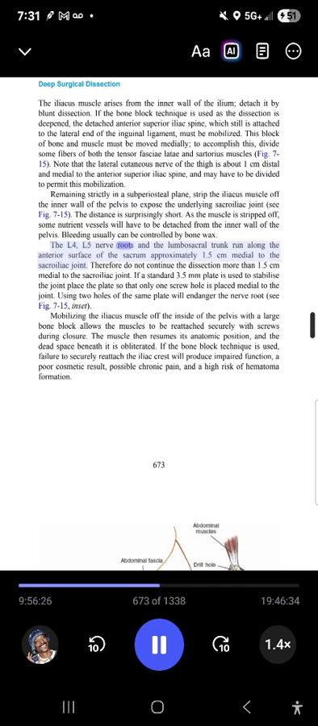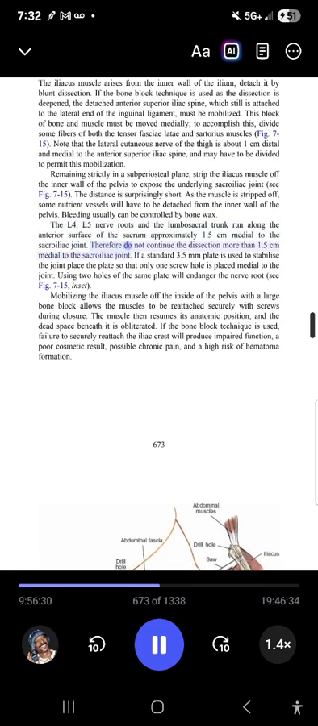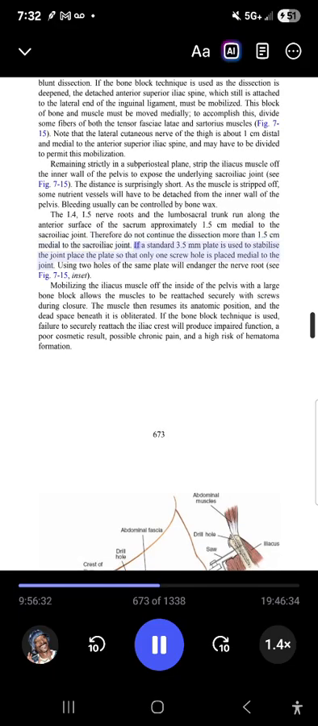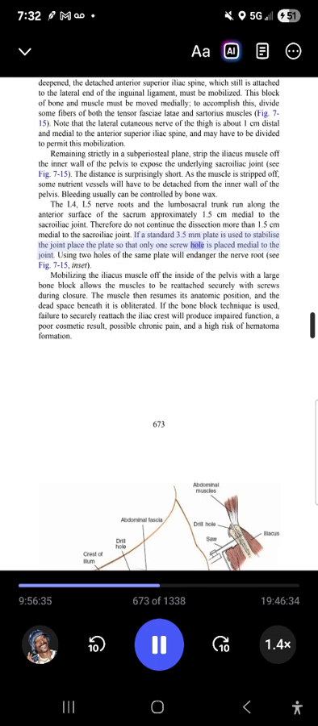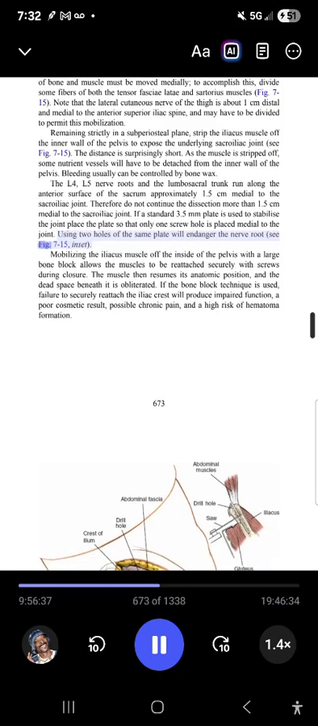L4, L5 nerve roots and the lumbosacral trunk run along the anterior surface of the sacrum approximately 1.5 centimeters medial to the sacroiliac joint. Therefore, do not continue the dissection more than 1.5 centimeters medial to the sacroiliac joint. If a standard 3.5 mm plate is used to stabilize the joint, place the plate so that only one screw hole is placed medial to the joint. Using two holes of the same plate will endanger the nerve root, see figure 7-15.